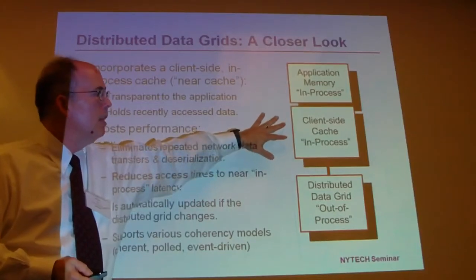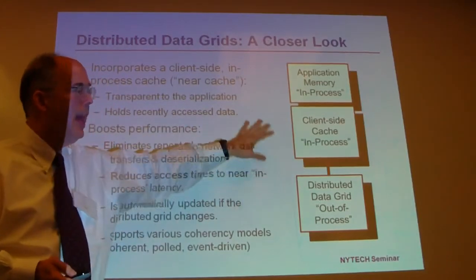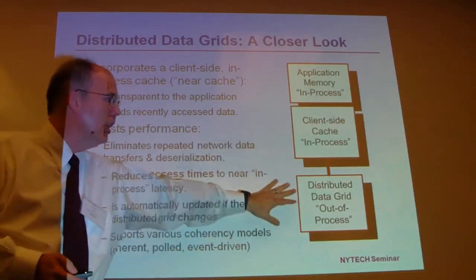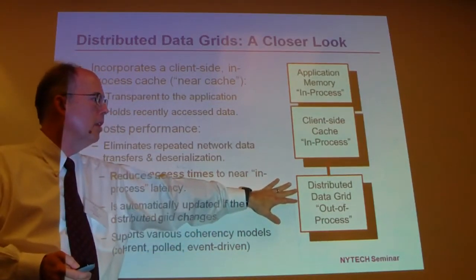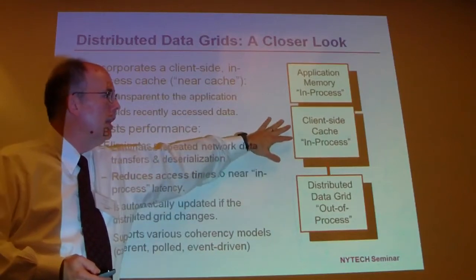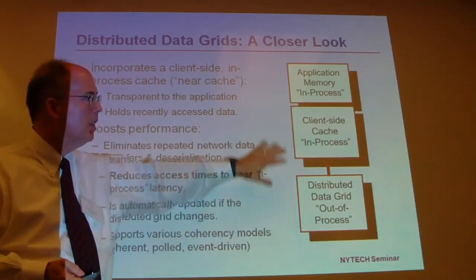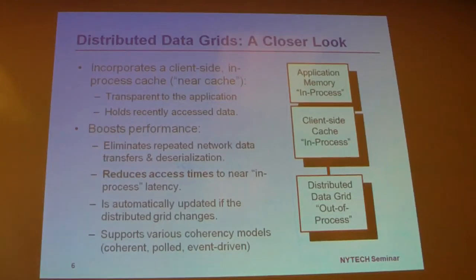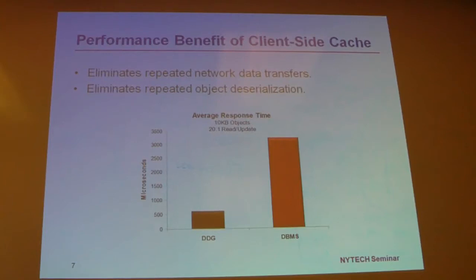It adds a layer inside of the process itself to cache recently accessed data. And what that means is that data that's in the grid is much more readily accessible than in a database server, but when you have a client-side cache, then it can accelerate access even more. And that's a really unique capability of a distributed data grid that adds a lot of power because it's reducing access time. And in fact, here's an example.